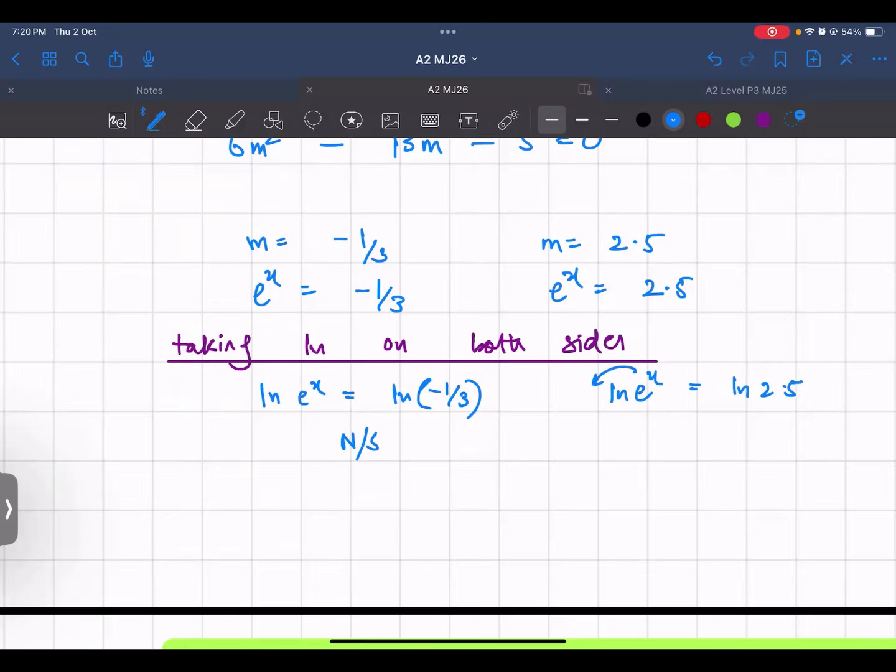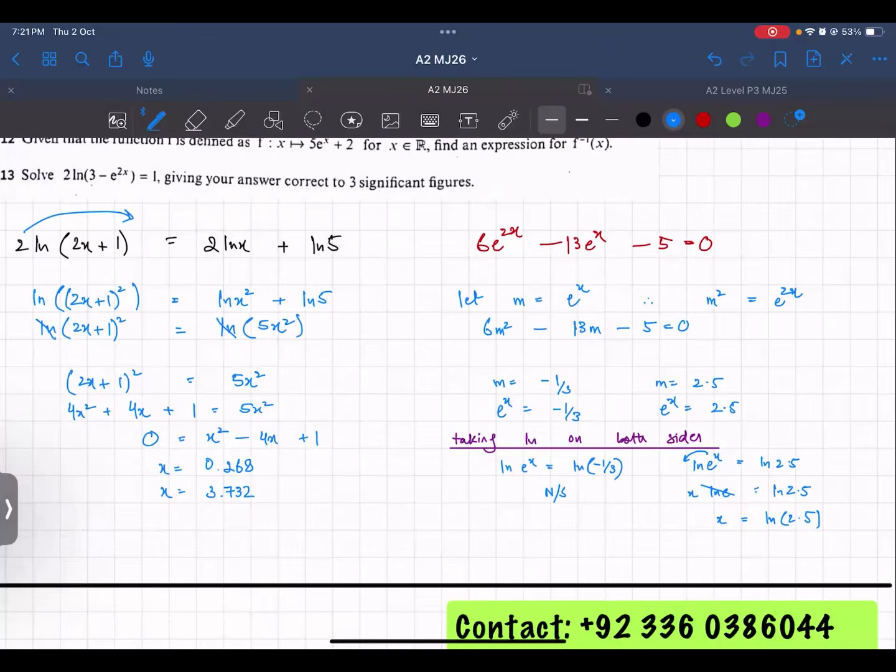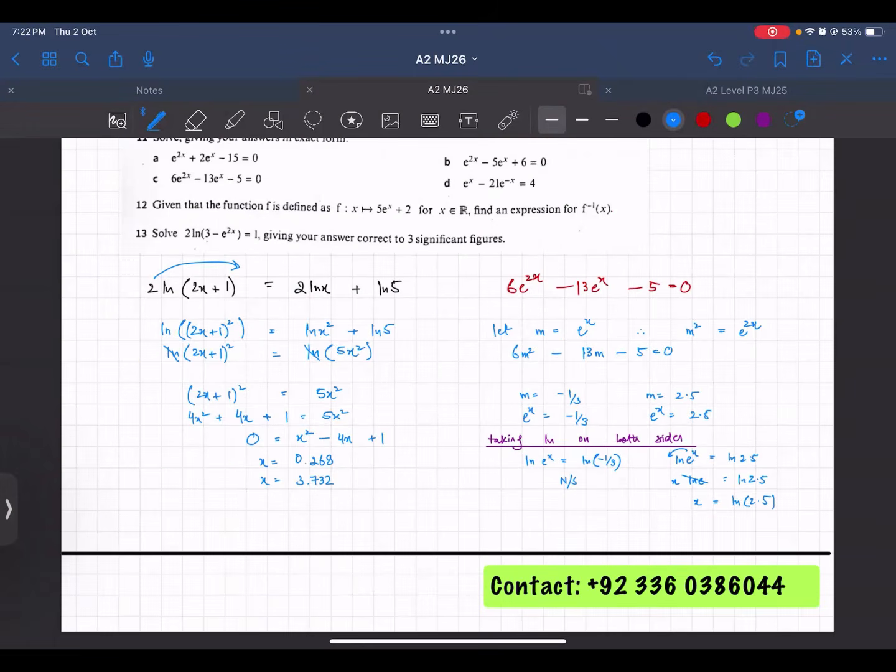The power x can come down. So x ln e is equal to ln 2.5. And ln e we know is equal to 1. Same base, same inside. So x is equal to ln 2.5. Do you get it? Any questions, anyone? Okay. So this is one more thing that you have learned.